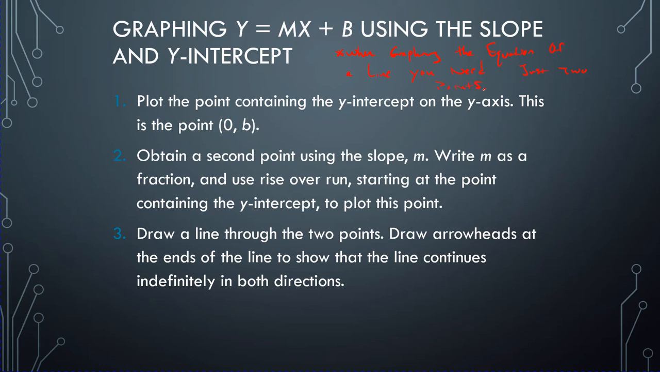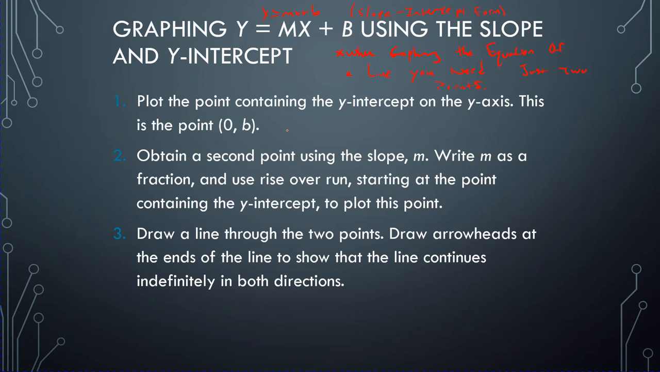Okay, any 2 points on the line, and that'll do. So what I want to do is show you graphing y is equal to mx plus b. They're capitalized here, but this is y is equal to mx plus b, the slope-intercept form, using the slope and the y-intercept.